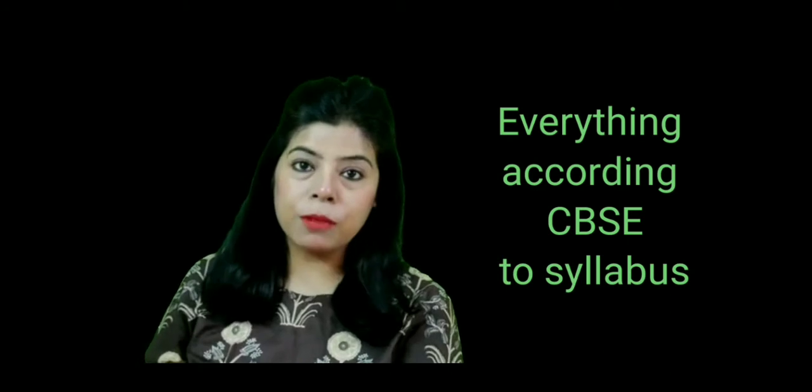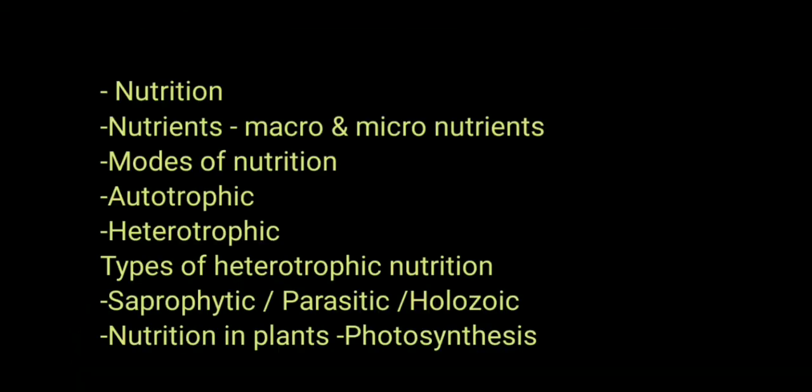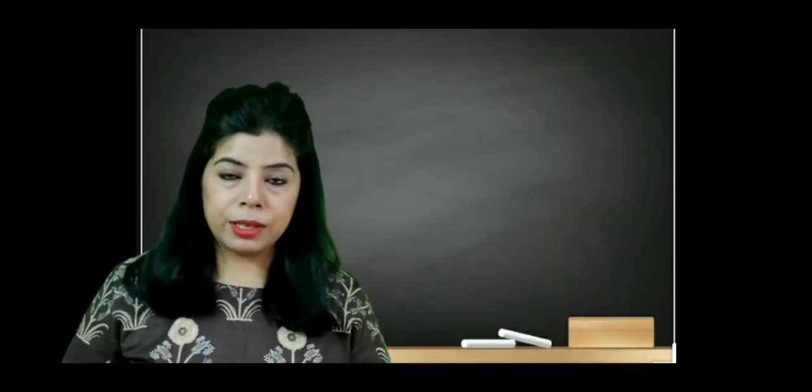This topic is also there in class 10, lesson number 6, life processes. I have created the entire material according to the syllabus, according to the NCERT book which you are using in your school. So let's quickly start. In today's class, we will discuss what is nutrition. We will talk about what are nutrients, macro and micronutrients, modes of nutrition, autotrophic and heterotrophic nutrition, and also the three types of heterotrophic nutrition: saprophytic, parasitic, and holozoic. We will also discuss nutrition in plants, talking about photosynthesis and every little detail about it.